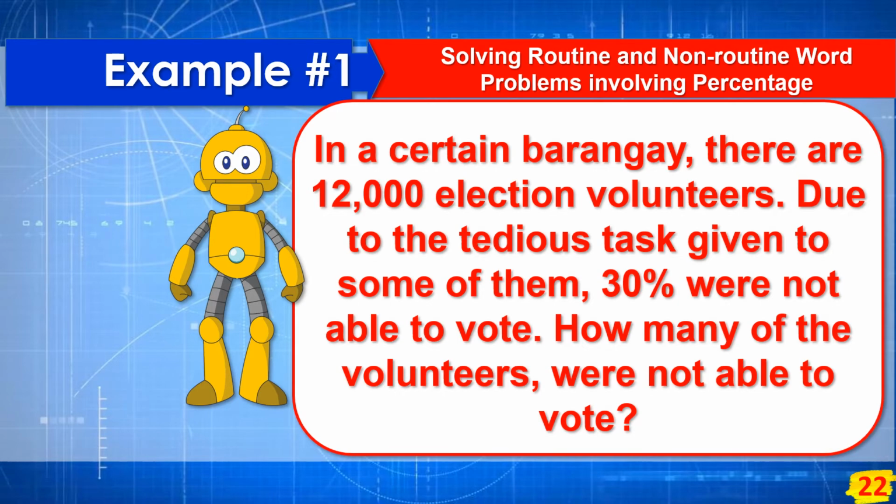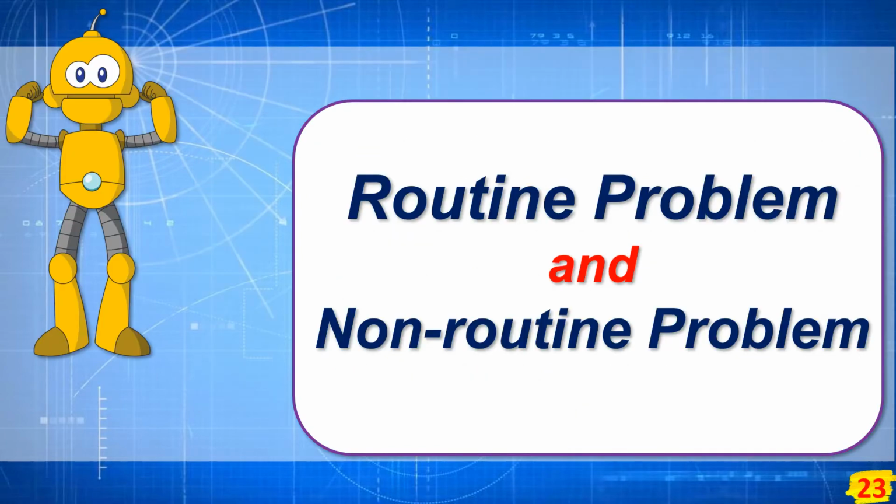Example number 1. In a certain barangay, there are 12,000 election volunteers. Due to the tedious task given to them, 30% were not able to vote. How many of the volunteers were not able to vote? To solve the problem, we can categorize it into two basic types, routine and non-routine. The purpose and the strategies used in solving problems are different from each type.